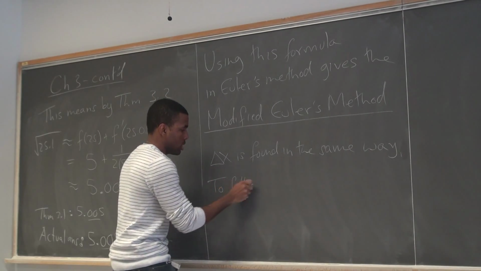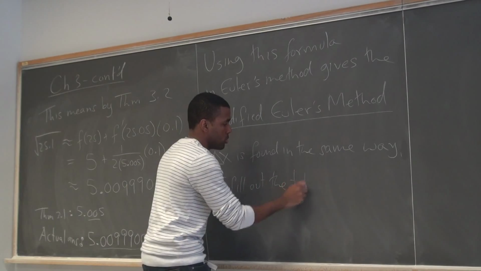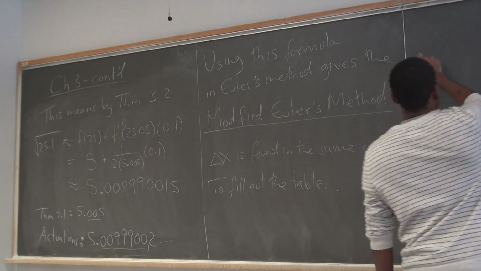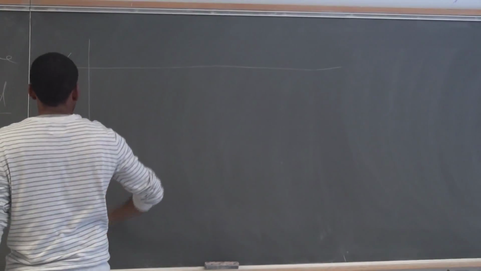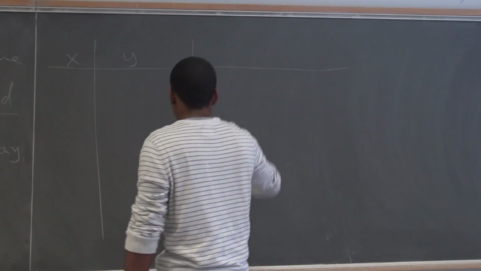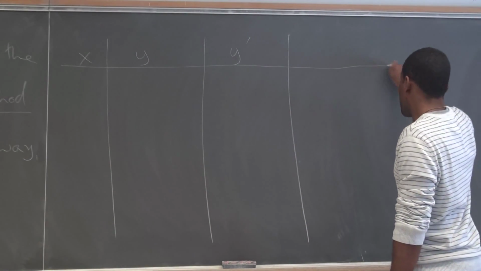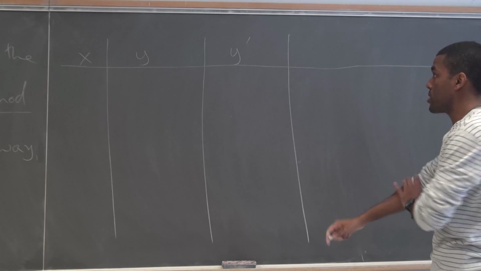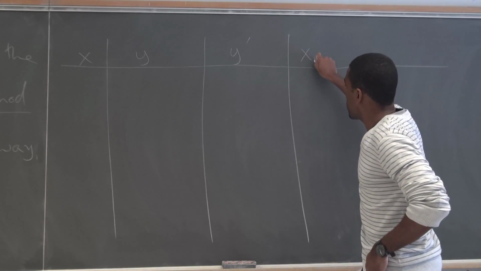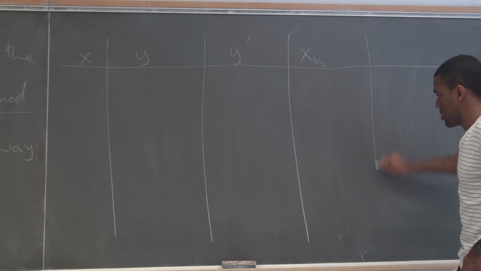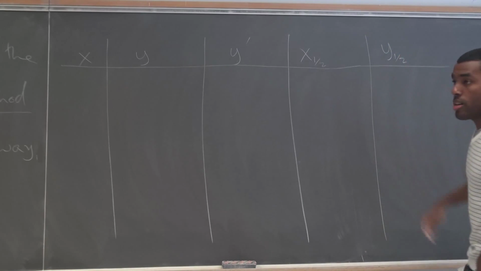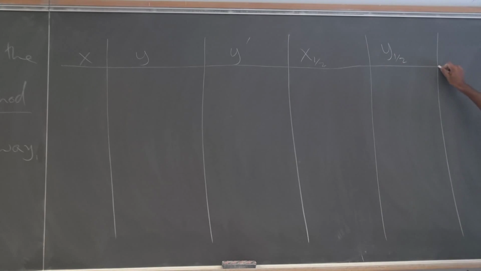To fill out the table, this is the process. You're going to have an x, a y, and a y prime, just like before. But then you're going to have a couple more columns. You have to figure out what happens at your half step. This x value for the half step we called x half. Then the corresponding y value we called y half. And at that point we use that to figure out y prime of a half, which is the slope at the halfway step.